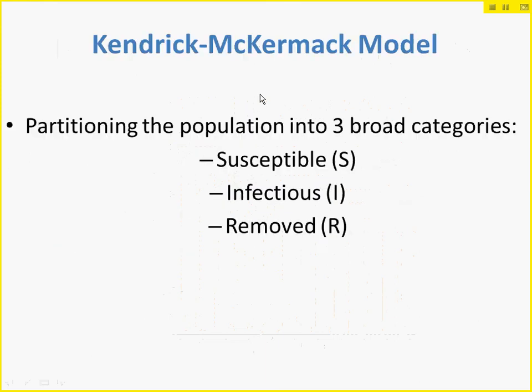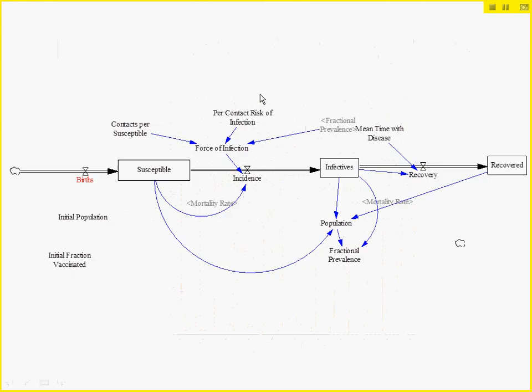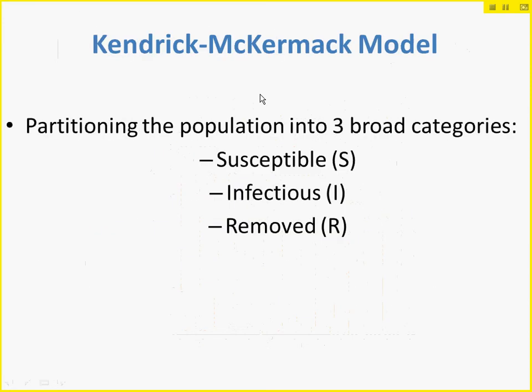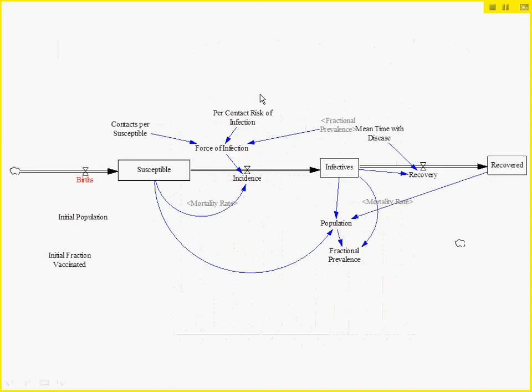Okay, so we're gonna discuss now a classic model within this area. It's called the Kermack-McKendrick model. And basically it consists of a partition of the population into three broad categories. We've referred to this before, but we're gonna go into some of the mathematics of it. Susceptible, infectious, and removed individuals. And we use the terms S, I, and R, okay?